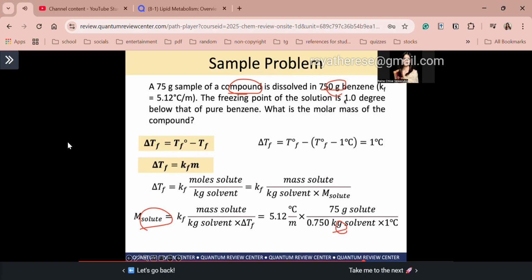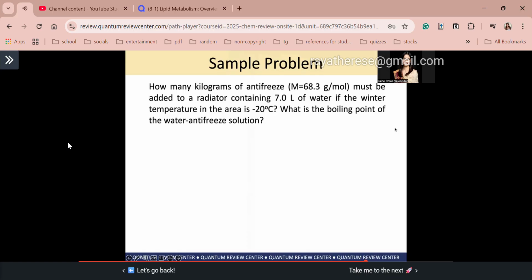So, convert natin ang 750 grams to kilograms. Okay? Again guys ha, 1,000 grams equals 1 kilogram. Okay? Times the change in Tf, which we know is 1 degree Celsius. I hope that's clear, guys. Okay, tandaan ang dimensional analysis. Solving, we get the molar mass of the solute is equal to 512 grams per mole. Okay, very easy, right?